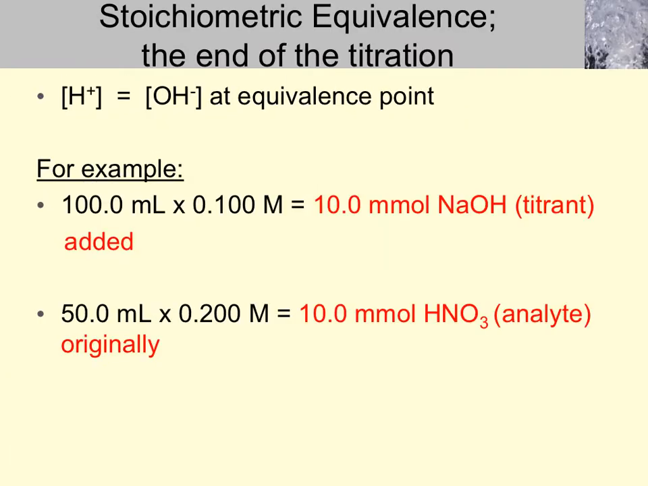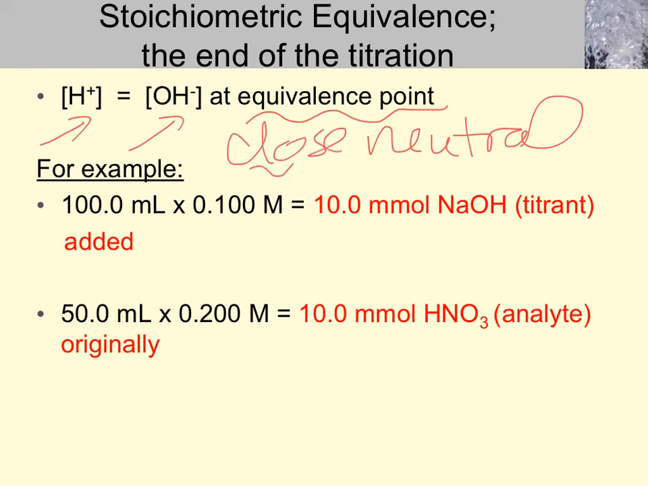So again, at the equivalence point, you have added enough base to completely neutralize the acid that you started with. And so it is close to neutral. You'll learn as we go along that it's not always exactly a pH of 7, but it's quite close to it.